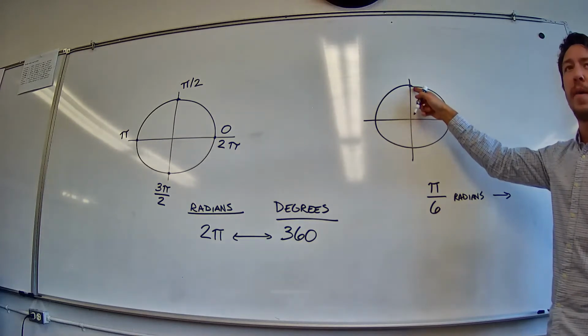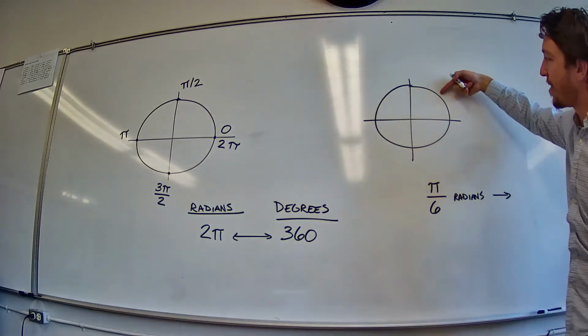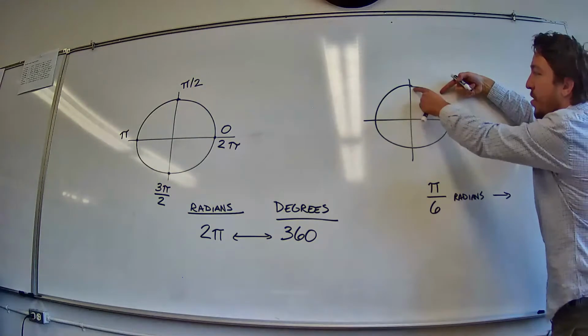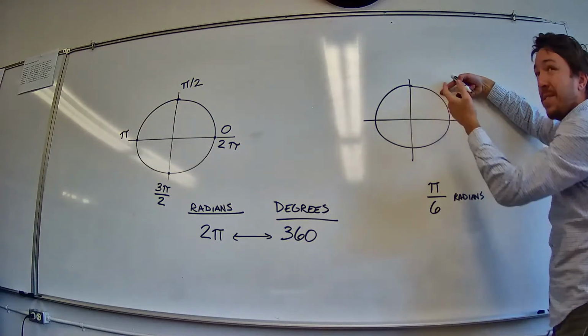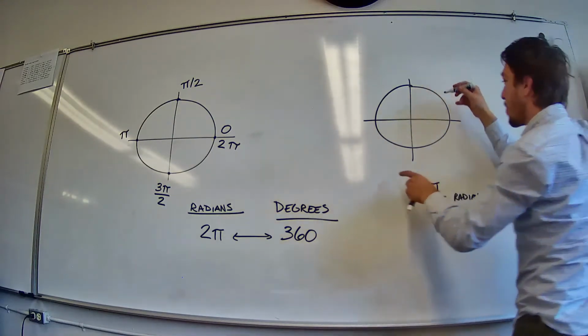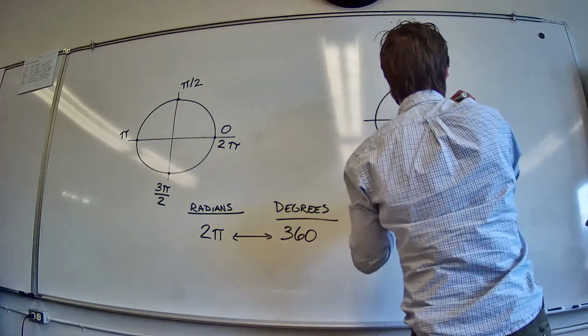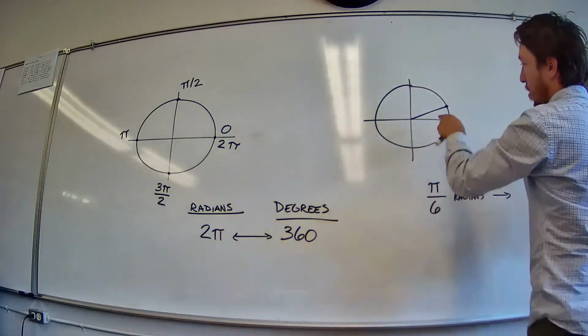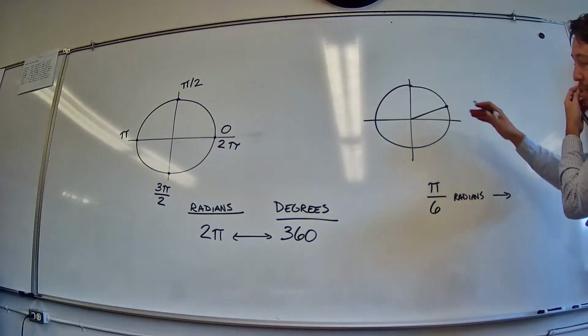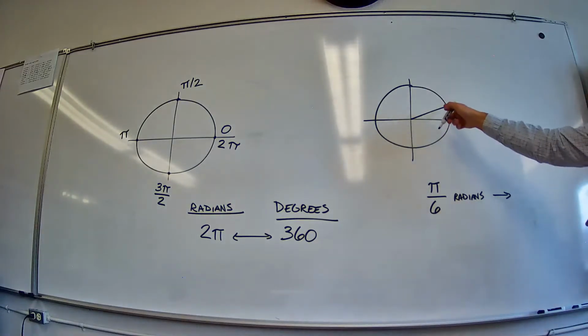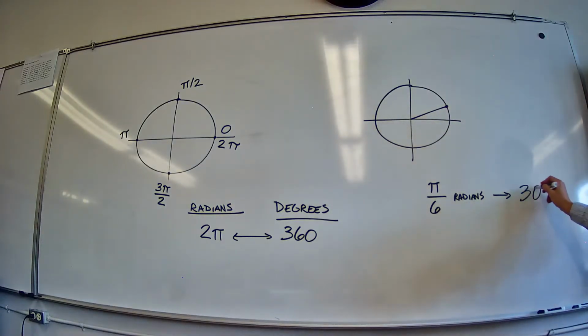Where's a quarter pi, by the way? Right there, exactly in the halfway middle between 0 and pi over 2. Is a sixth less than a quarter? Yes. So it's less than a quarter. And then all you're going to do is think about how many degrees that would be. It would be 30 degrees.